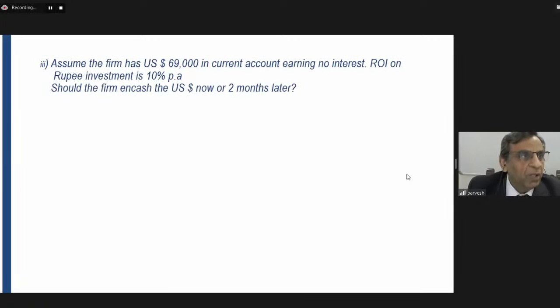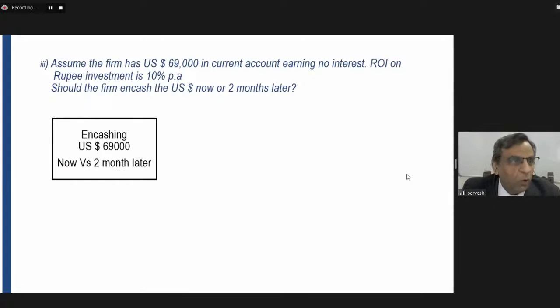Then the last part of the question is, assume the firm has $69,000 in a current account, earning no interest. The ROI, which is the return on investment on rupee, is 10% per annum. Should the firm encash the dollars now or 2 months later? So first we will see, suppose he encashes now, how much he gets.